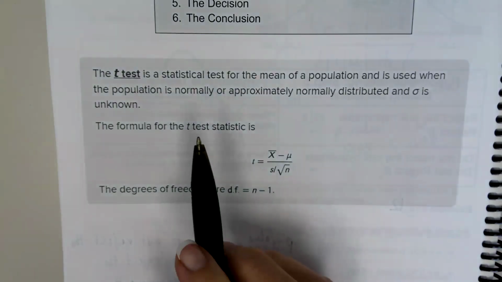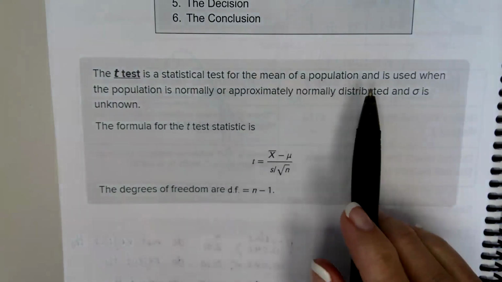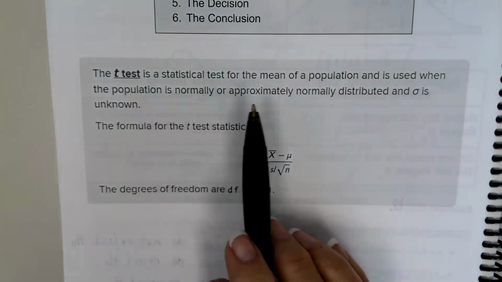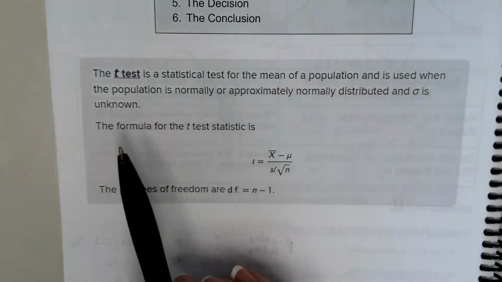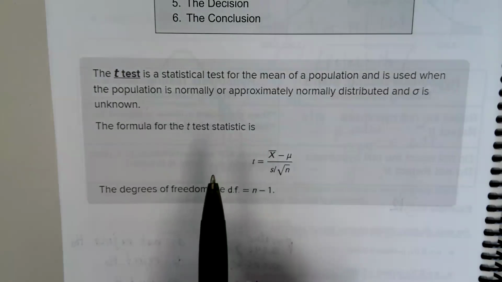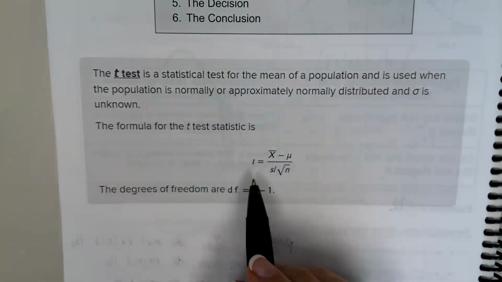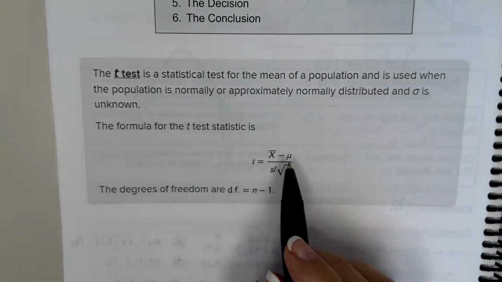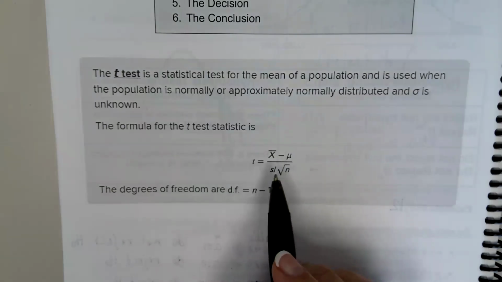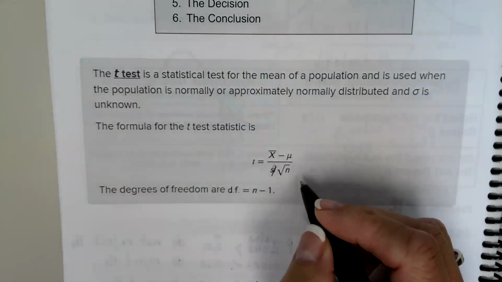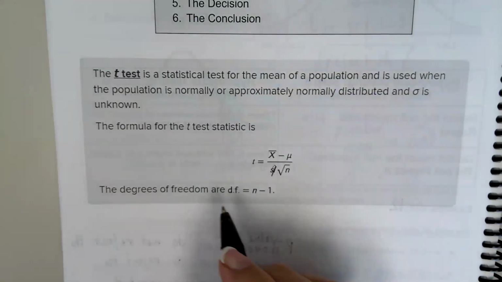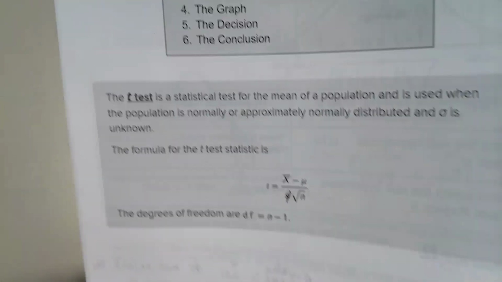So the t-test is a statistical test for the mean of a population, and it's used when the population is normally or approximately normally distributed and sigma is unknown. So that's why we have to use the t-distribution. Then our test statistic is the sample mean subtracting the population mean divided by the standard deviation divided by, so this is another divided by, the square root of n. And our degrees of freedom are n minus 1.